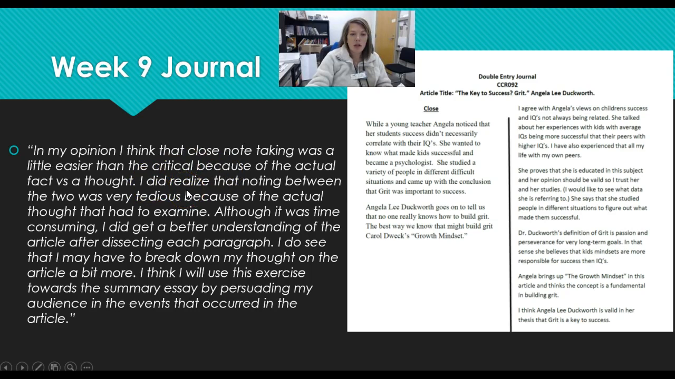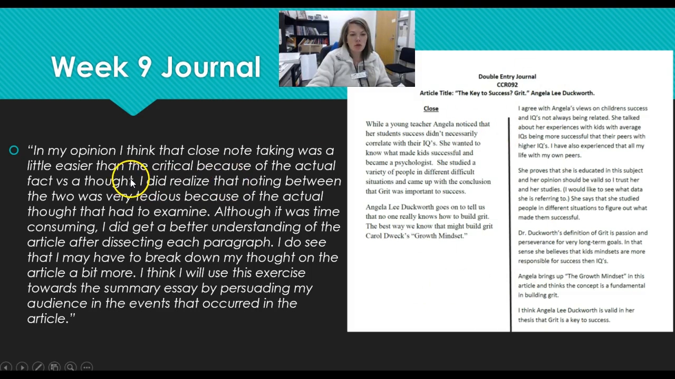I did realize that noting between the 2 was very tedious because of the actual thought that I had to examine. Although it was time-consuming, I did get a better understanding of the article after dissecting each paragraph. I do see that I may have to break down my thoughts on the article a bit more. I think I will use this exercise toward my summary essay by persuading my audience in the events that occurred in the article. So I just want to point out that these 2 are not from the same student, so this paragraph is not necessarily referring to what was written in this journal over here.